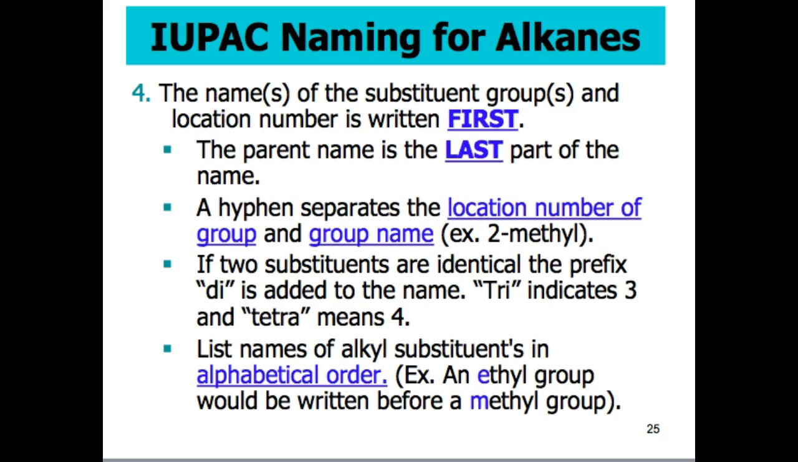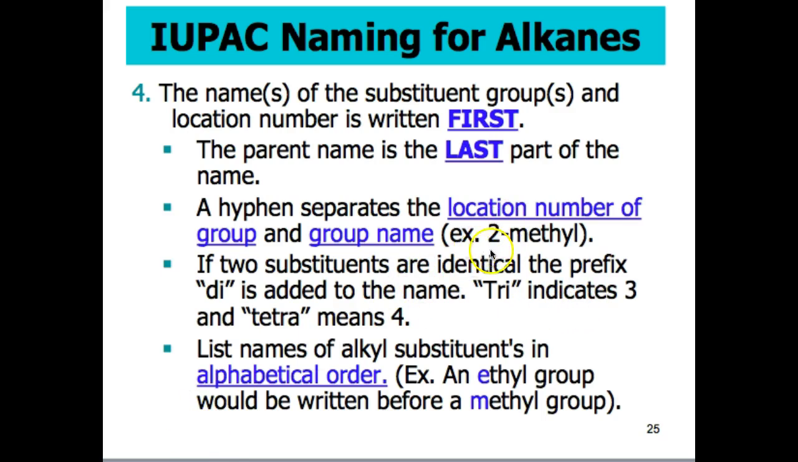A hyphen separates the location number of the group and the group name. For instance, 2-methyl. The hyphen is separating the location number of the group, so 2 indicates that the group is going to be on the second carbon, and the group name, which is methyl. If the substituent groups are identical, the prefix di is added to the name. If there are 3 of them, then you say tri. Tetra means that there's 4. So for example, if you had 3 different methyl groups on the same compound, you would say trimethyl.